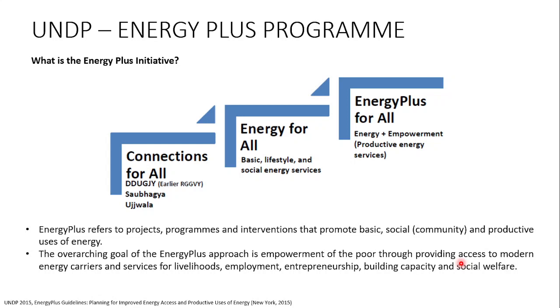So the UNDP Energy Plus program. What is this initiative? Okay, so initially you have connections for all. When you have deprivation, that is, if a village or some community does not have electricity or does not have LPG cylinders at all, these are levels of deprivation. So first what you need to do is provide connections, and there are some programs for that. The government has introduced programs like Saubhagya, Ujjwala and others. Ujjwala, like I said, is to provide LPG connections to rural households.